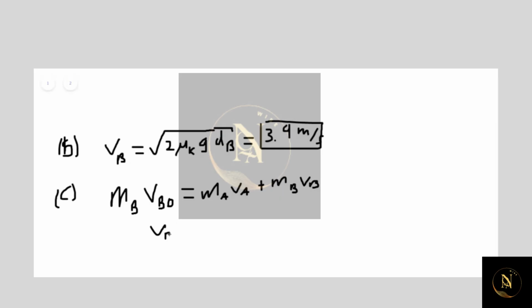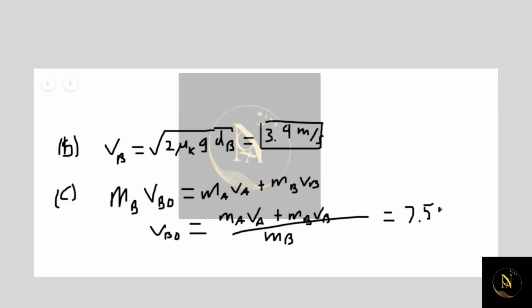So the initial velocity of B is equal to M_A V_A plus M_B V_B, divided by the mass of car B. Plug all those values into this expression, and it comes out to be 7.5 meters per second for the initial velocity of car B.